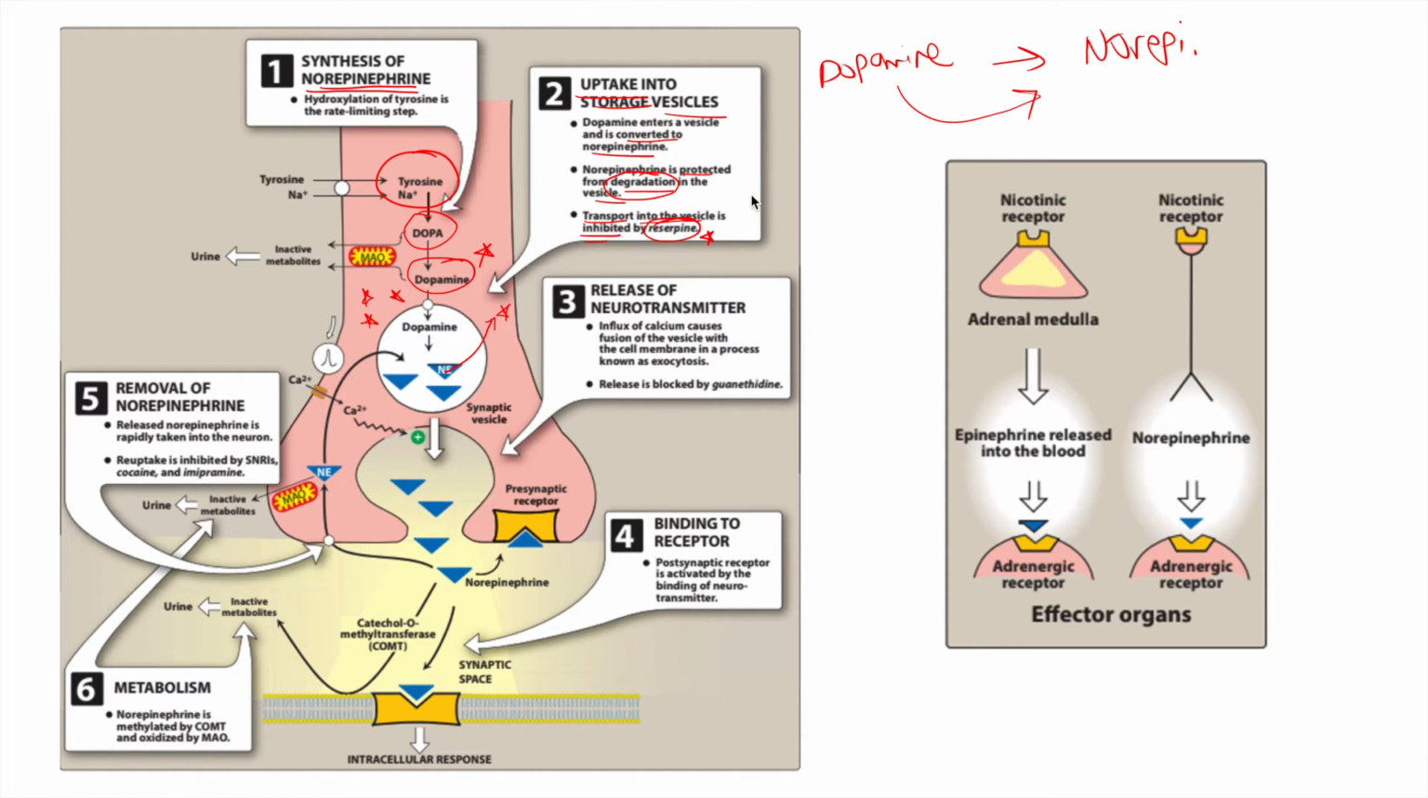So, reserpine is a pharmacologically created drug that inhibits the transport of dopamine into the vesicle and prevents the conversion into norepinephrine. What does that mean? It means that there's no norepinephrine right here because it got degraded. Therefore, that makes reserpine an anti-adrenergic drug.